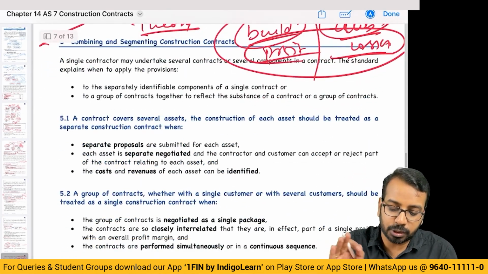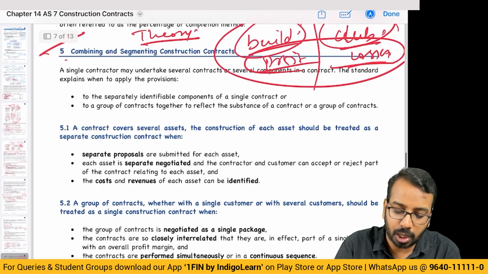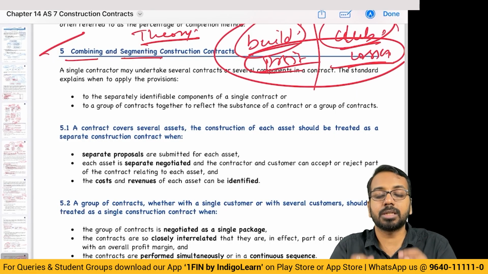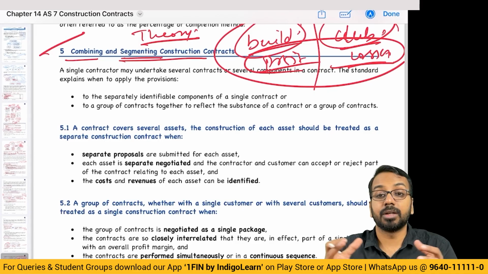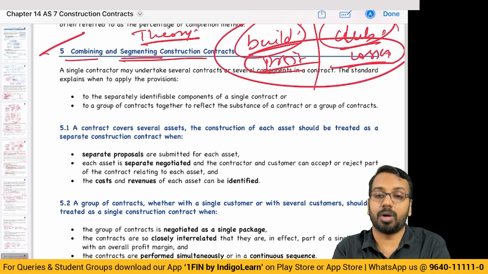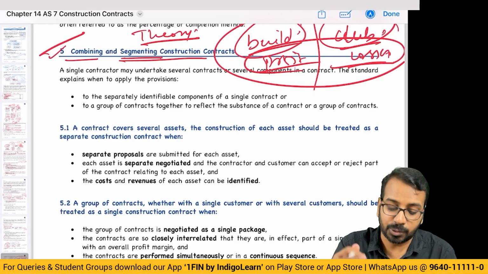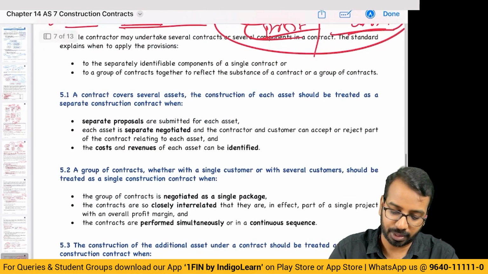So we have to see whether we should combine or segment. Combine means two different contracts that we can make together, or segment means a single contract divided into different contracts. Okay, so that is where we have to check the condition.